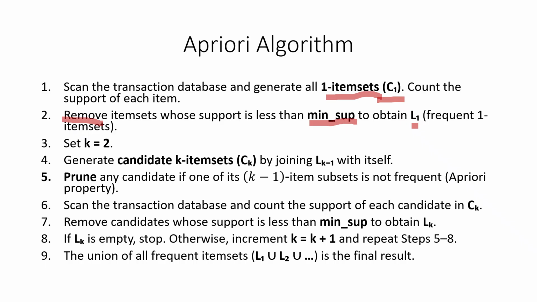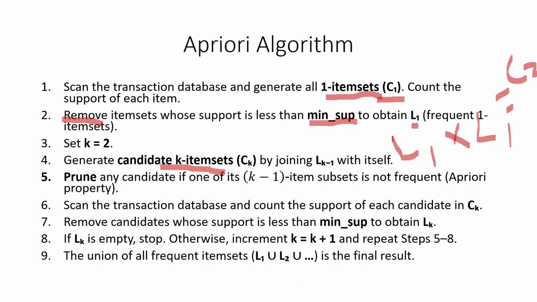Now my K value is equal to 2. I came to step 3, my K value equal to 2. Now based on K, I have to calculate C2 and L2. So how to calculate C2? I have to combine L(K-1). Initially I had the one-item sets, all the individual items. If I do the joining operation, I will get the K-item set. So if I do L1 join L1, I will get the combinations of two-item sets.